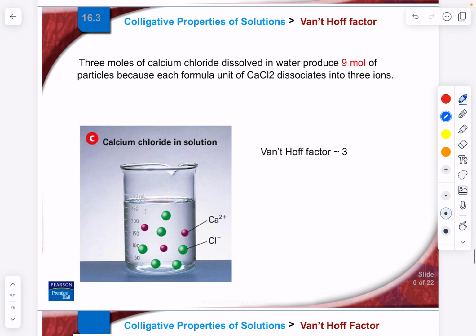If I put in 3 moles of calcium chloride, that's going to break up into 3 ions, and I'm going to have 3 times the number of particles interfering with freezing, interfering with boiling, interfering with evaporation. And therefore my Van't Hoff factor will be closer to 3, but not quite exactly 3, because some of the calcium chlorides will not entirely separate, especially as the solution becomes more and more concentrated.